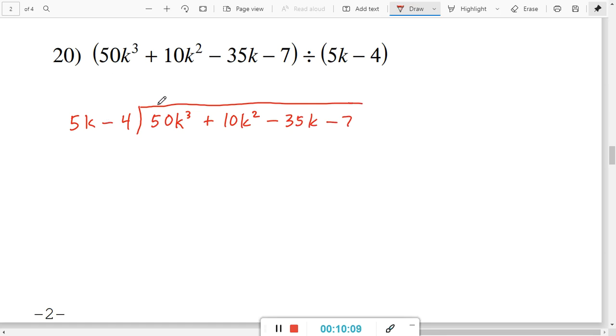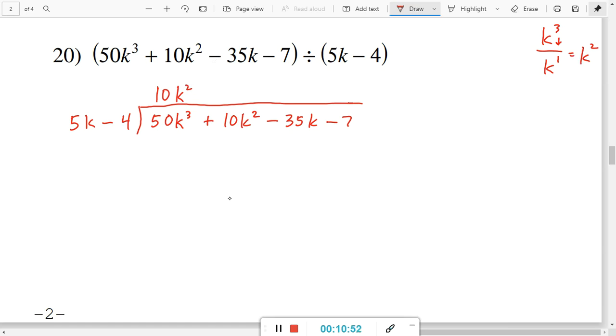All right. So we have 50k to the third divided by 5k. Well, let's do the numbers and the variables separate. 50 divided by 5 is 10. And k to the third divided by k is just k squared. Okay? In case you don't see how I did that, k to the third divided by k. K is the same as k to the first power. And you just subtract the exponents, 3 minus 1. So that's going to be a k squared. So that's how I got k squared.